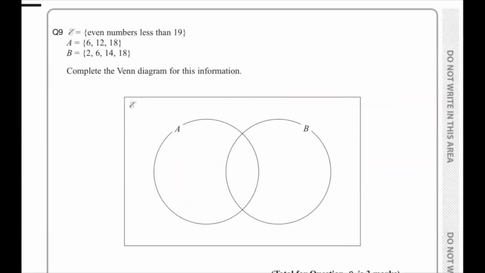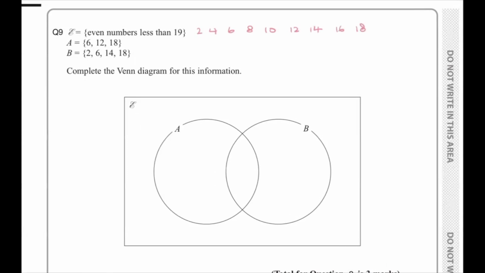Okay, question 9. The first line is telling us that all the even numbers less than 19 are going to be in this diagram. Now, top tip, write them out. 2, 4, 6, 8, 10, 12, 14, 16, 18. That way you can see the numbers that you need to have in this diagram.